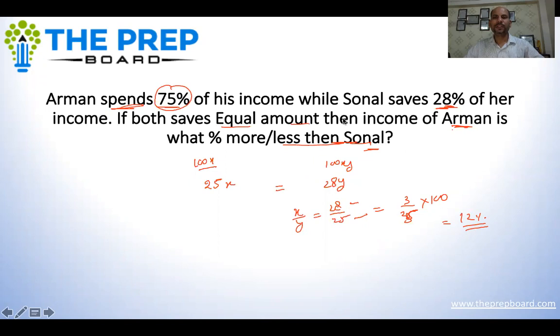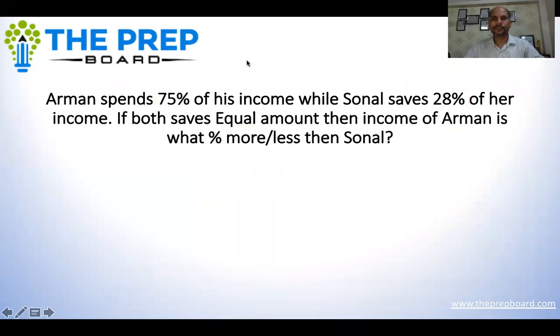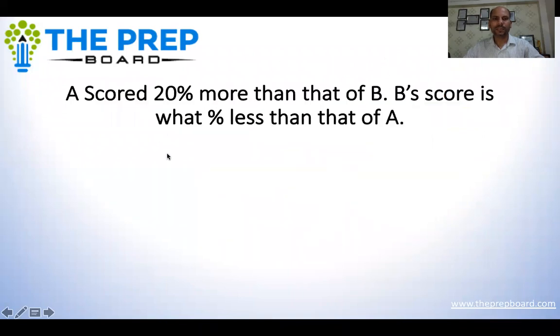So we should have this idea of when we should take one reference only and when we should take two references. Here we need two different references because this 75% was given with reference to Arman, and this 28% was given with reference to Sonal. Okay, let's move on to the next question.